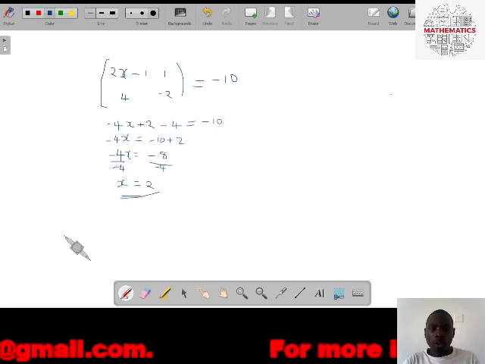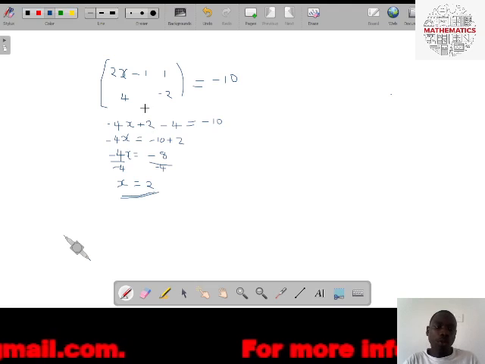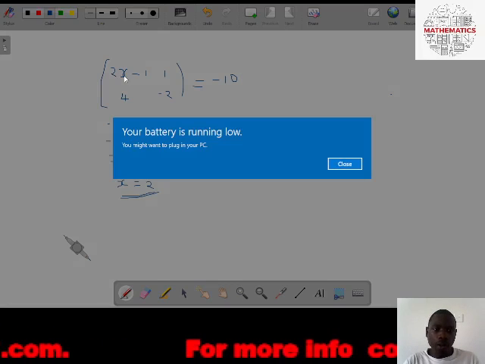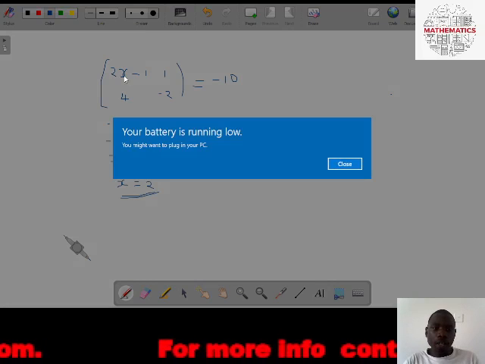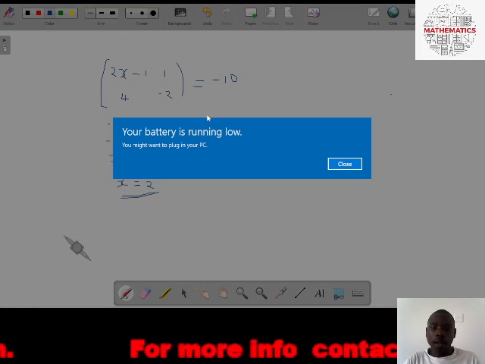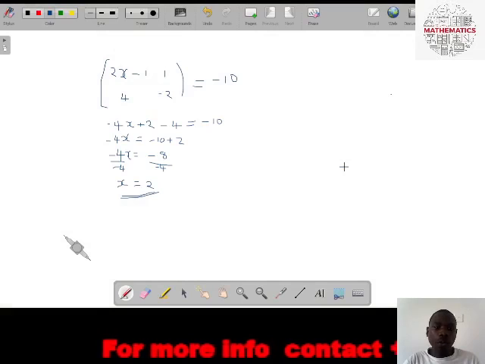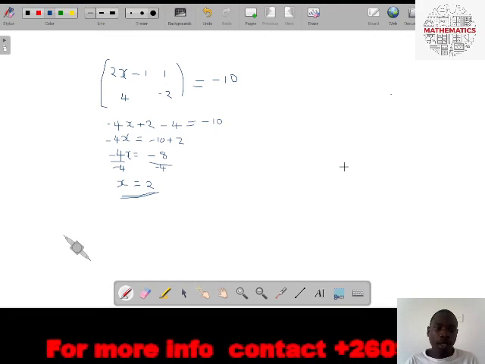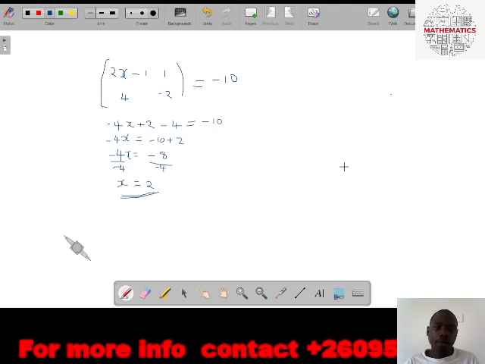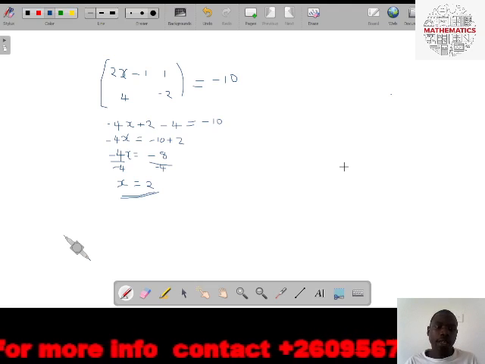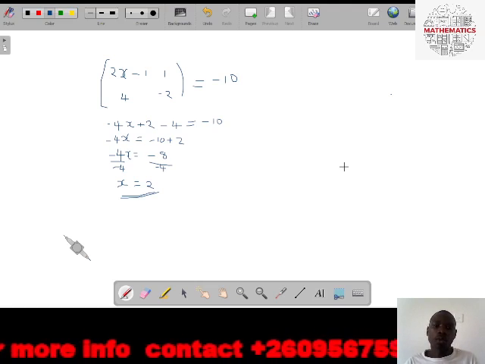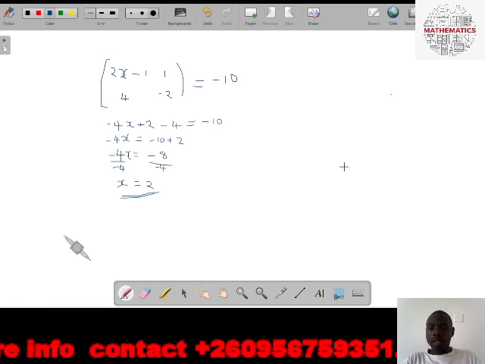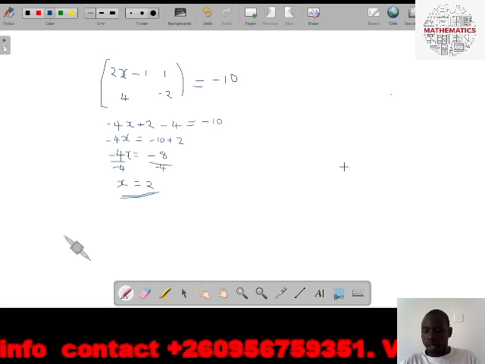So now if you want to prove it, you can just put 2 where there is x. So 2 times 2 is 4, and then 4 minus 1 is 3. So 3 times negative 2 is negative 6, minus 4, it will give you negative 10. Hence our answer is correct. And then the other question was to find the inverse.